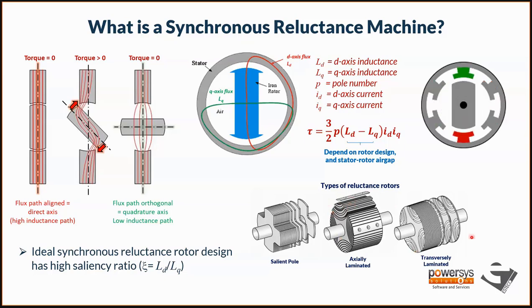The most common one is the transversely laminated, meaning the laminations are taken and we stamp some holes in there to create air gaps and stack them together. This is the easiest to manufacture and more commonly used.